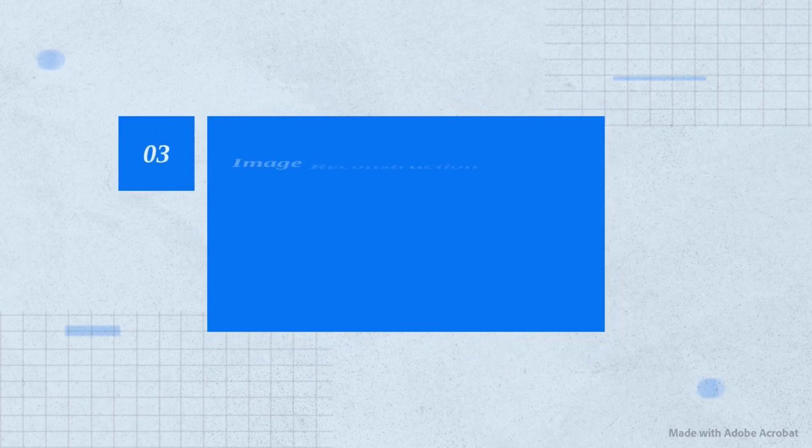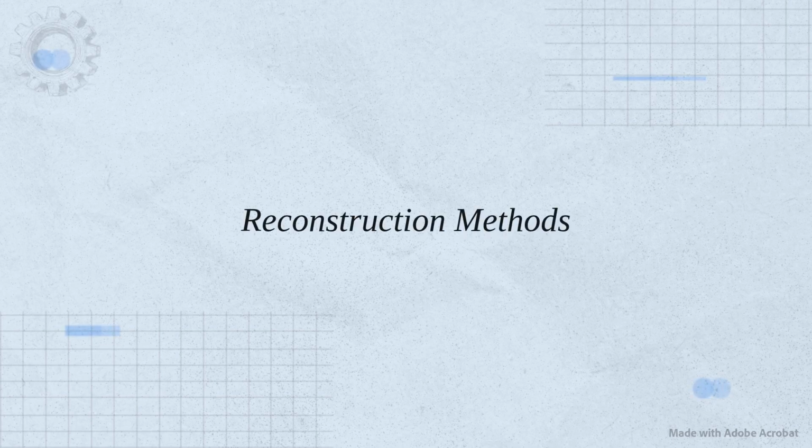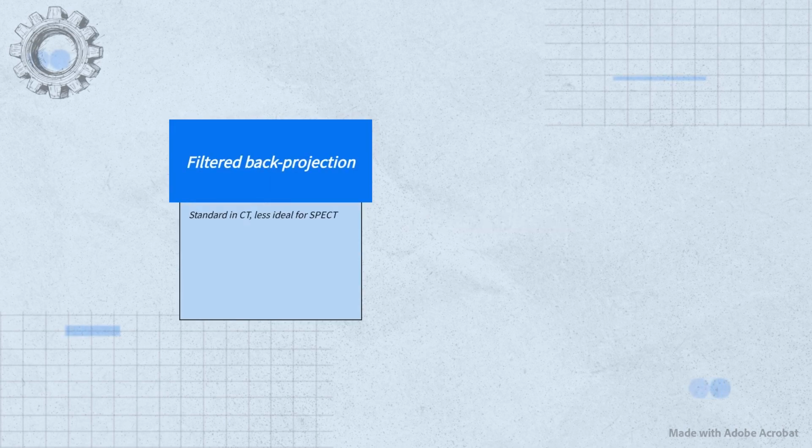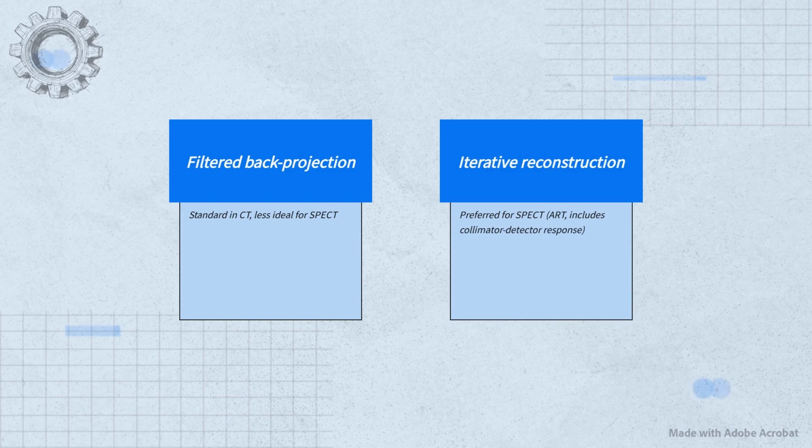With the data collected, the next challenge is reconstructing images. What methods are used, and why are some techniques preferred over others in SPECT? Reconstruction methods in SPECT range from filtered back projection to iterative techniques, each with its own strengths and limitations. Filtered back projection is standard in CT, but less ideal for SPECT due to low photon flux and fewer views. Iterative reconstruction, such as algebraic reconstruction technique, is preferred for SPECT and can include collimator detector response for improved accuracy.